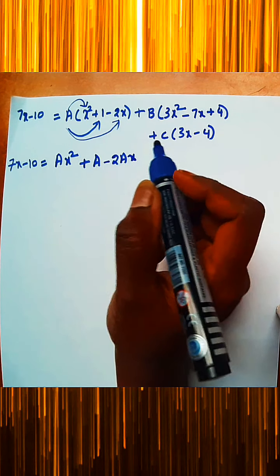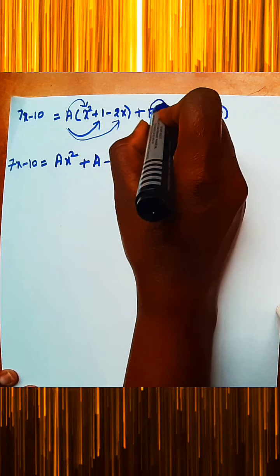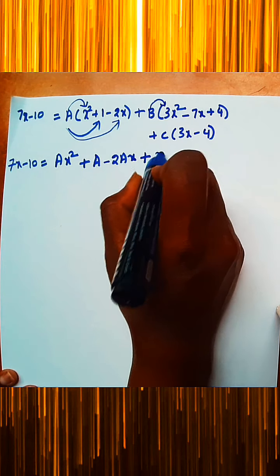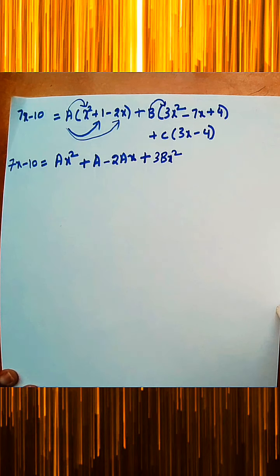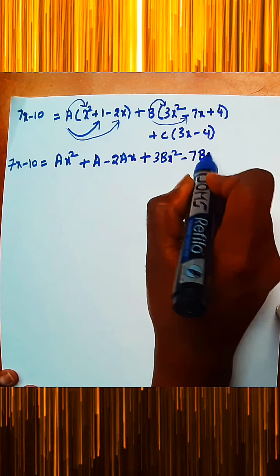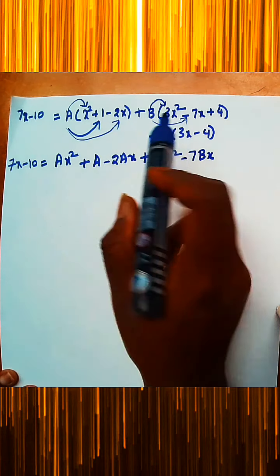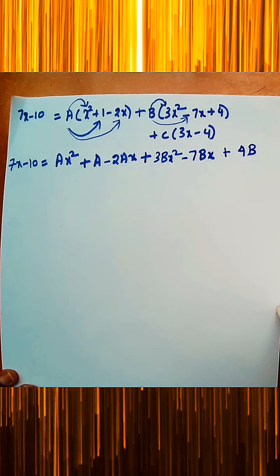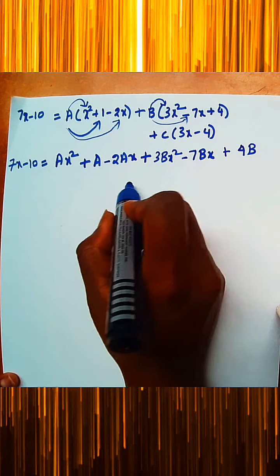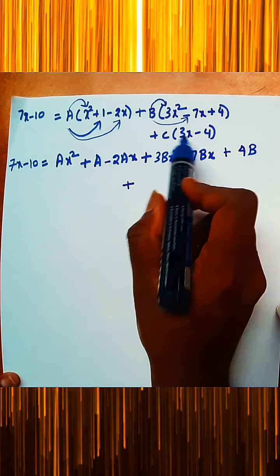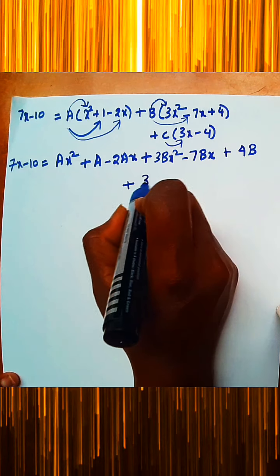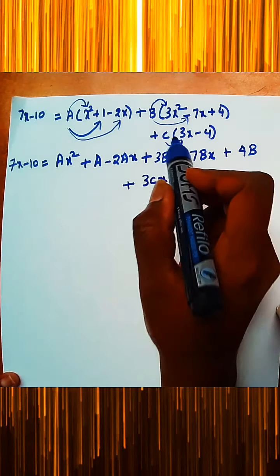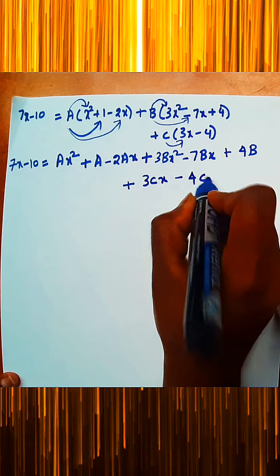Okay, and then plus b into 3x square will give you 3bx square. B into minus 7 will give you minus 7bx. B into 4 will give you plus 4b. Okay, normal multiplication. You can just have a look. Plus c into 3x will give you 3cx. C into 4 will give you minus 4c.